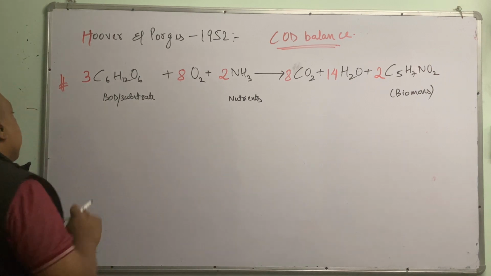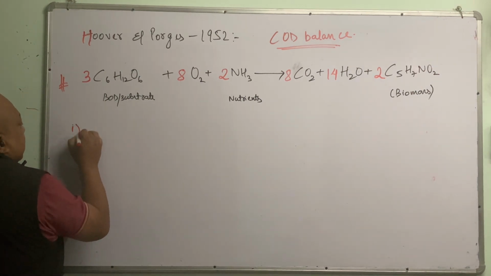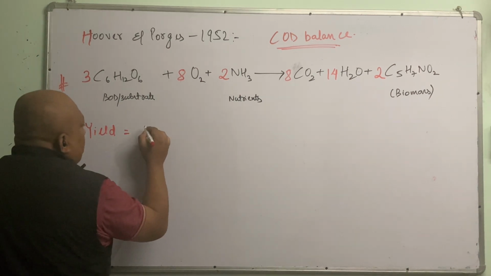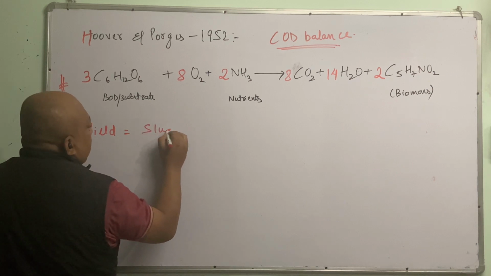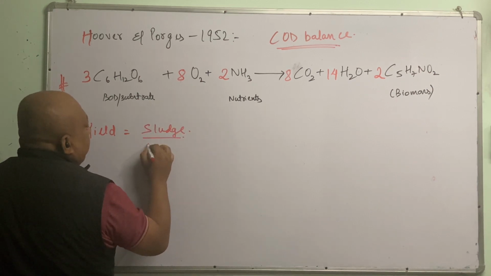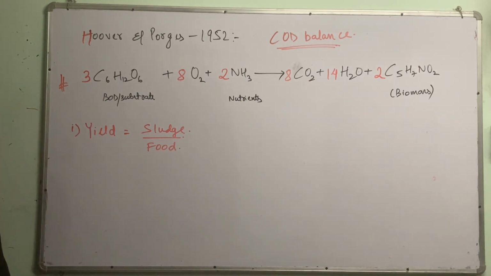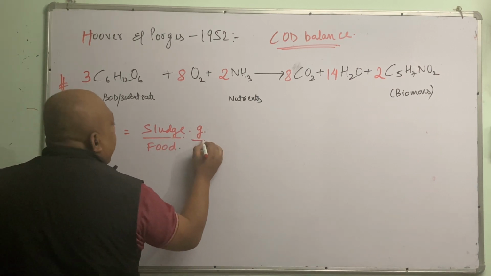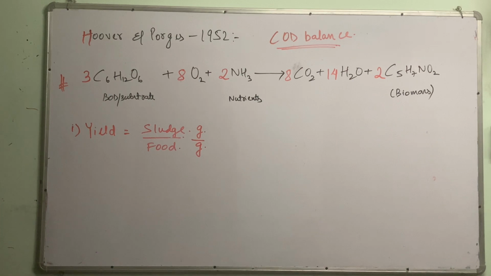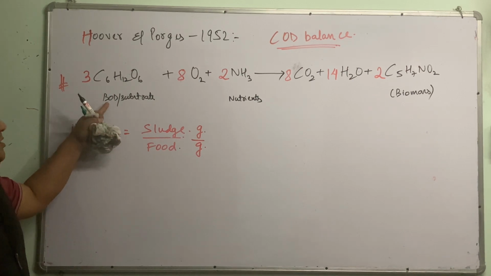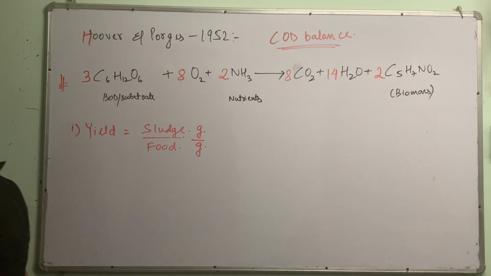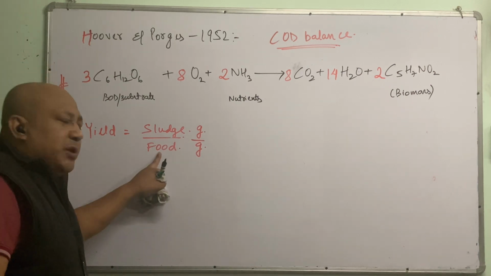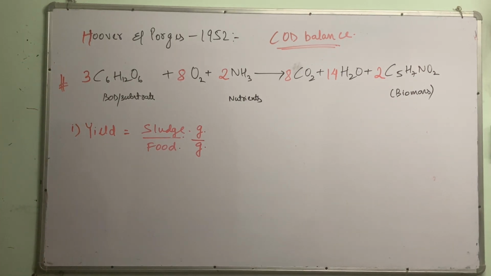Now some of the technical terms. Number one is yield. What is yield? Yield means how much sludge is produced by food. How much yield means grams of sludge produced by how many grams of food. But remember one thing, since the food is going to be different, sometimes it may be glucose, sometimes sucrose, fructose, proteins, amines, many things, we are putting it as food. Now let's see the yield.